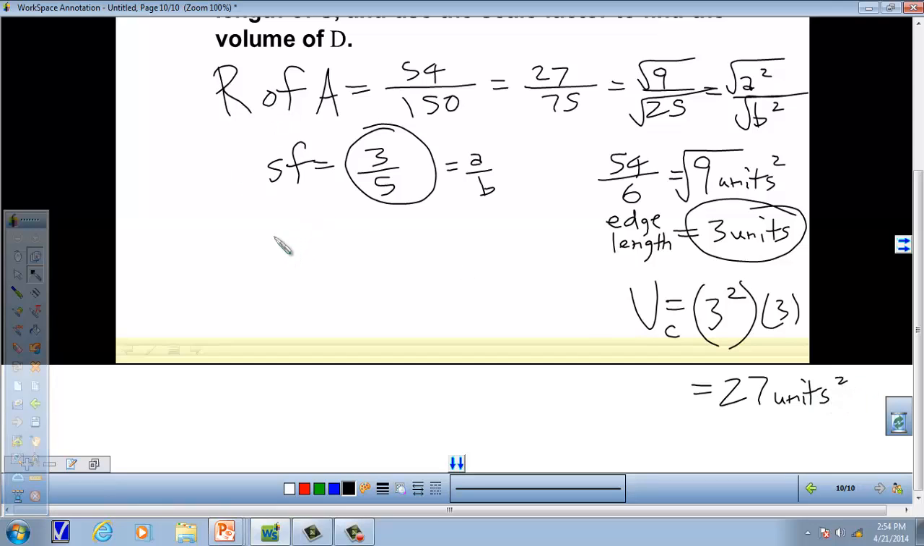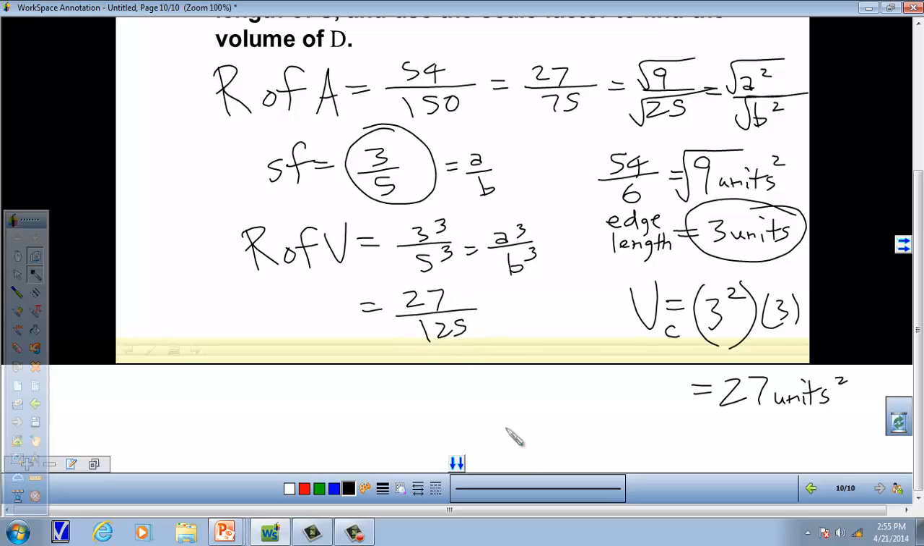Now, since we know the scale factor is 3 to 5, we want to know the ratio of the volumes. So that's going to be the same as a cubed over b cubed. That gives us 3 cubed over 5 cubed, or 27 over 125. So to find the volume of D, we would take this 27 over 125. Sorry about that. Got a lag there.